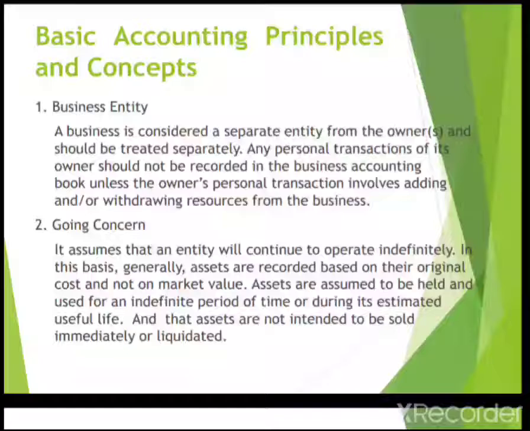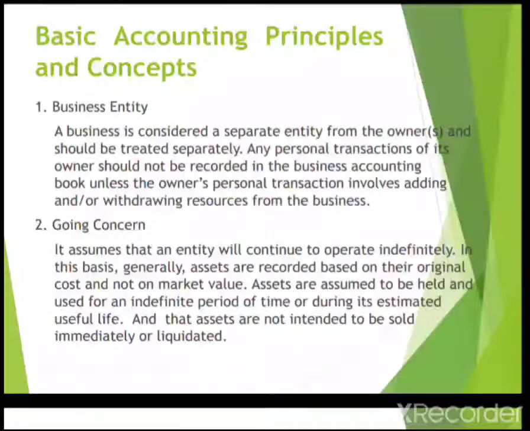If there are certain transactions related to the owner that involve the business, those will be recorded, namely personal transactions of the owner that add or withdraw resources from the business. For example, if the owner is an employee of the organization, he has to be paid a salary, or if he has taken a membership, he has to pay something to the organization. Those kinds of transactions will be recorded. Otherwise the business and the owner are treated separately. They are both separate entities. So I hope the first concept, the separate entity concept, is clear.